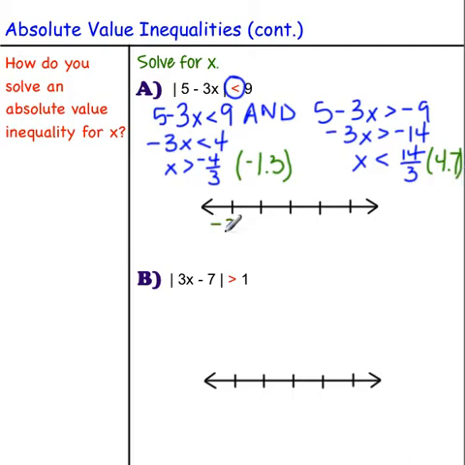negative 2, 0, 2, 4, 6. So both of these are strictly less than, strictly greater than. So we're going to have negative 1 1/3, which will be about right here, and positive 4.7, which is about right here. And I see that we have x greater than negative 4/3, which would shade this way.